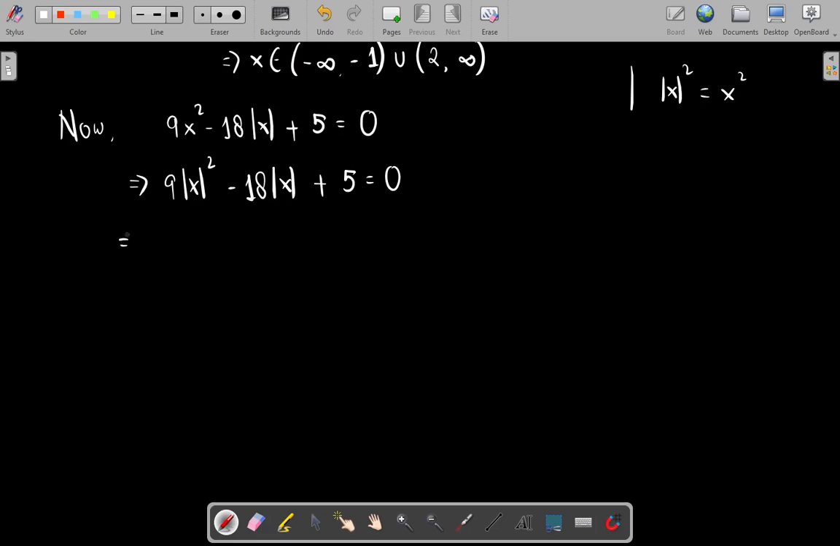Now, can this equation be factorized? The product is 45 and the sum is −18. So 45 can be split as −15 and −3. So this can be factorized.